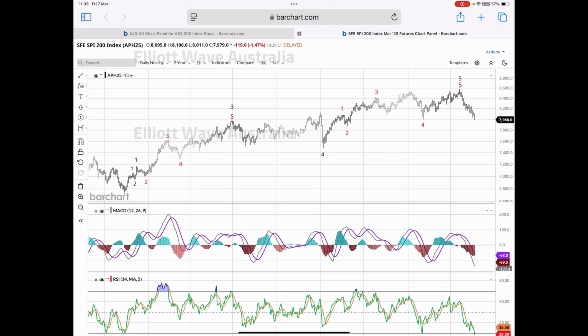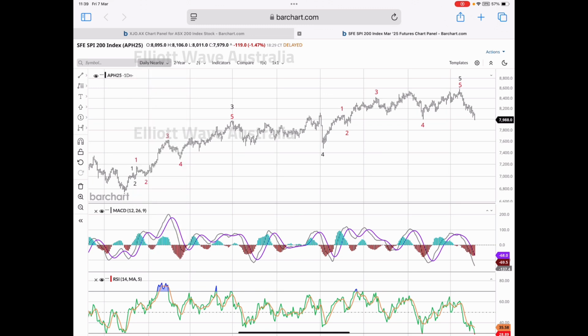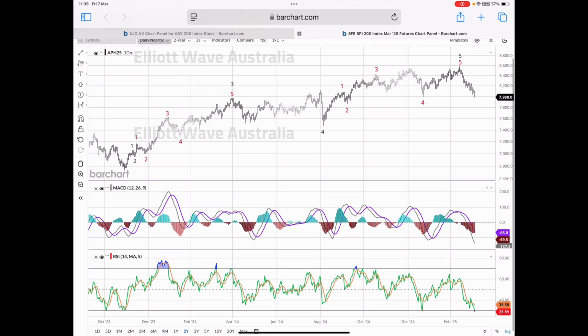I have the time scale set to daily nearby, so you've just got the current contract, and it seems to work well. I'll just scroll down so you can see the time frame. So this is from, I think it's October 30, the low, just by the word bar chart, letter R. So this is my count. This is the final purple wave C on that other chart. This is my count up into the current final high now.